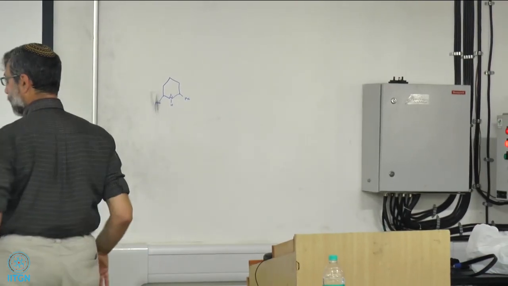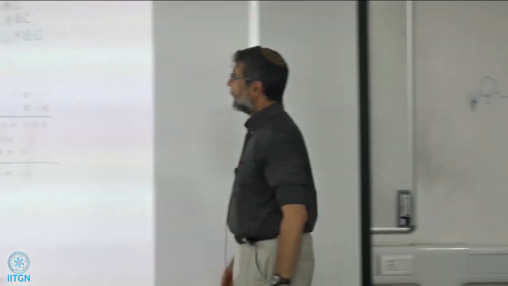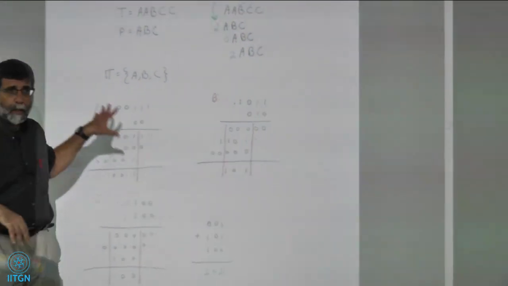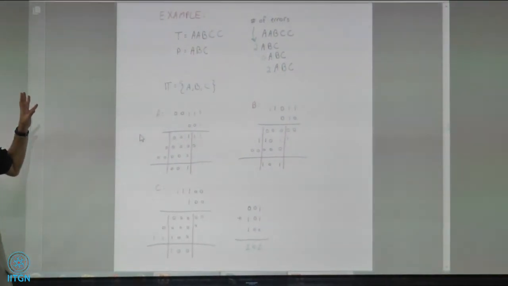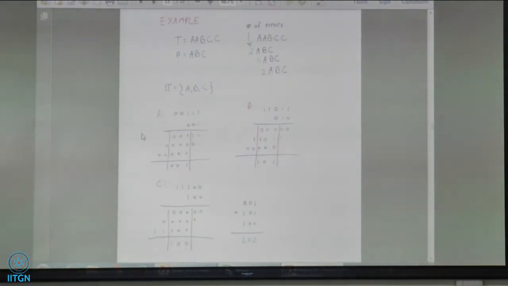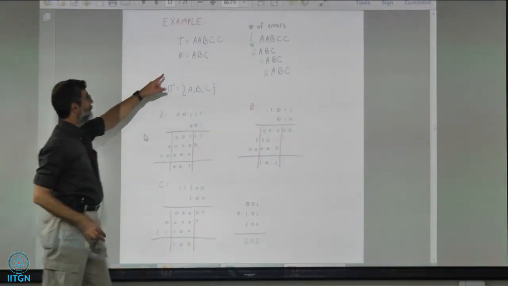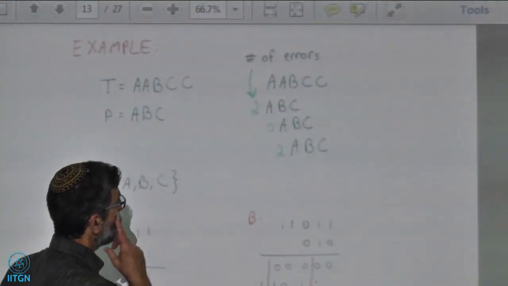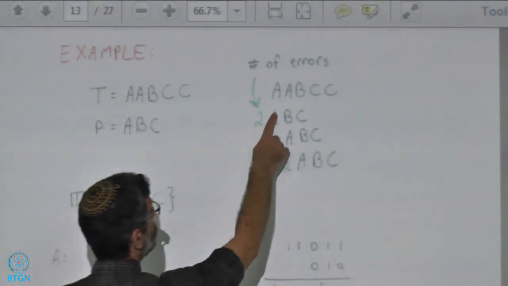Okay, so here's the example. Let's look at the text. We're making it, and again, I did away now with the don't cares because, like I said, they add more noise. So let's just count errors. If this is the text, A, B, C, C, and this is the pattern A, B, C, let's see the number of errors that we have.